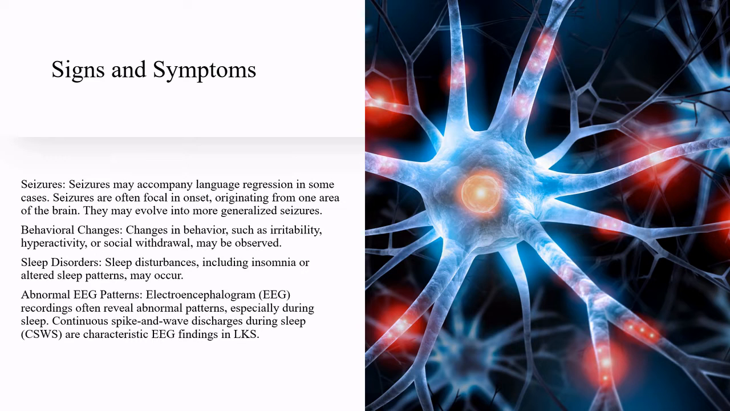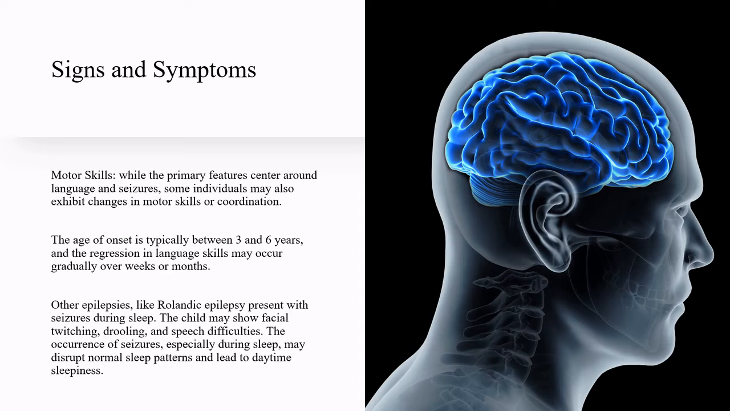Abnormal EEG patterns. Electroencephalogram, EEG, recordings often reveal abnormal patterns, especially during sleep. Continuous spike and wave discharges during sleep, CSWS, are characteristic EEG findings in LKS. Motor skills. While the primary features center around language and seizures, some individuals may also exhibit changes in motor skills or coordination. The age of onset is typically between 3 and 6 years, and the regression in language skills may occur gradually over weeks or months.